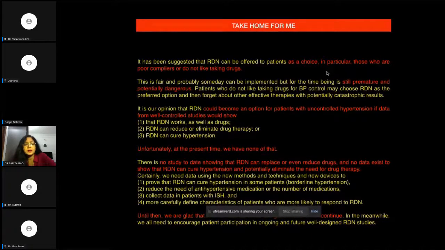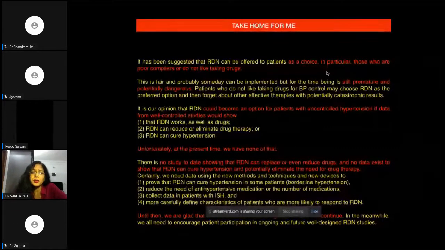Certainly, we need data using the new methods and techniques and new devices to prove that RDN can cure hypertension in some patients, like borderline ones, and reduce the need for antihypertensive medication or the number of medications. We also need to collect data in patients with isolated systolic hypertension and to more carefully define the characteristics of patients who are more likely to respond to RDN. Until then, we would like to continue our search for this therapy. And meanwhile, we need to encourage patient participation in the ongoing and future well-designed RDN studies.